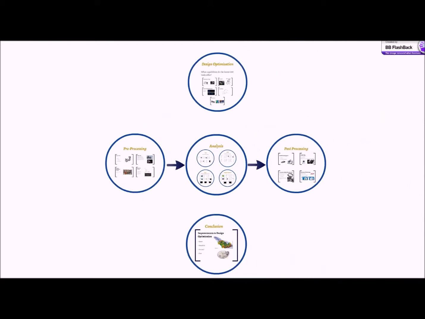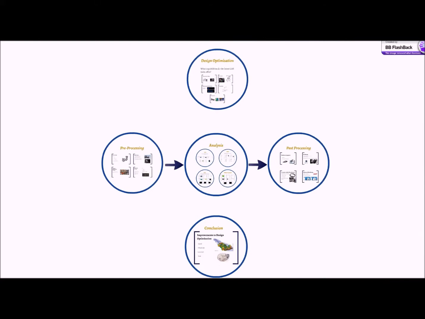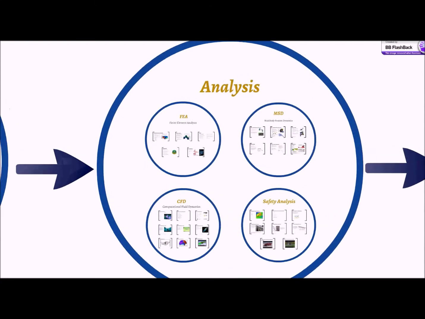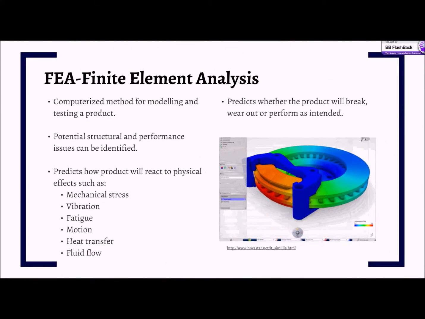After pre-processing, the CAE software allows for analysis of your designs, such as finite element analysis. Once the product has been modelled, various forces can be applied in a virtual environment, and the product then reacts to simulate the real world. The effects of mechanical stress, vibration, fatigue and more can all be modelled using finite element analysis. This allows potential problem areas to be identified and helps to predict if and where the design will break or wear out.